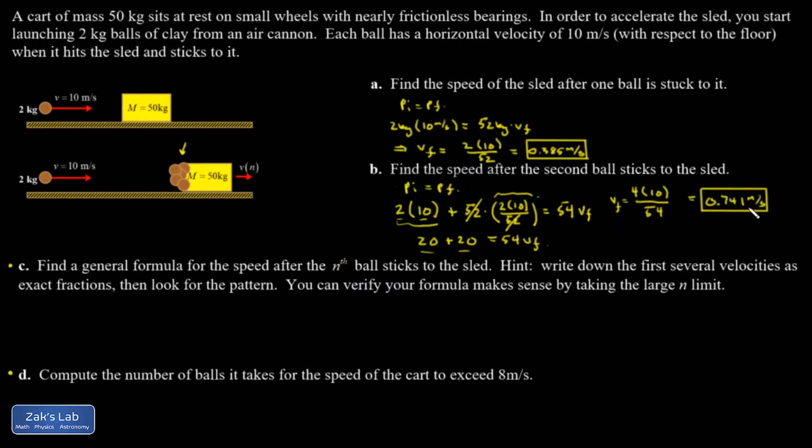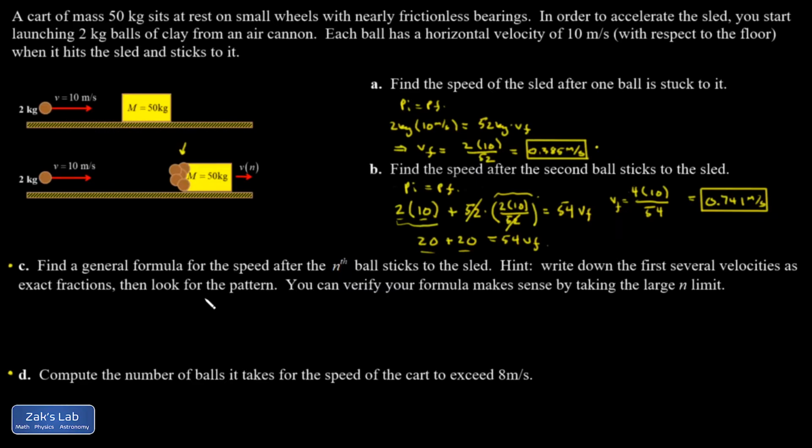And I want to point out that that's a little bit less than double the answer we got from part A. So we added just as much momentum to it, but the mass had grown larger, so it's a little bit less than twice as much. So that's what I mean by the growth rate and the speed slowing down over time.